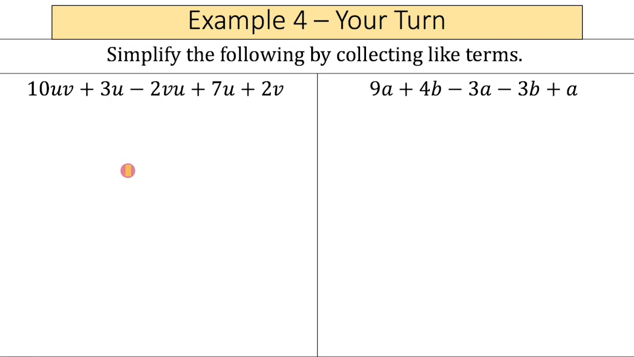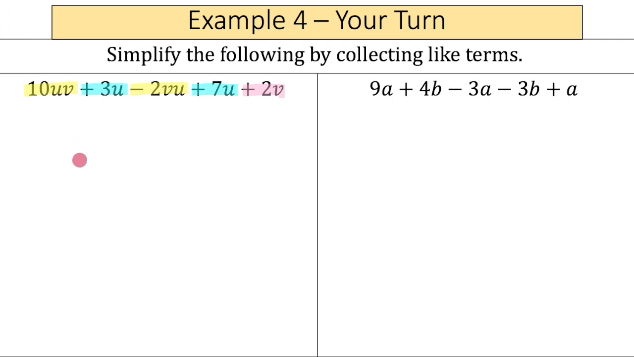So the first thing that I'm going to do is find out which of these are like terms. So I have 10uv, and then over here I have minus tvu. Remember that these are both like terms, even though my pronumerals are in different order. That doesn't matter. As long as they're both the same, they're still like terms. Let's see if I have any other. I have plus 3u, and over here I have plus 7u. And then I have plus 2v. That doesn't have any like terms, so that's by itself.